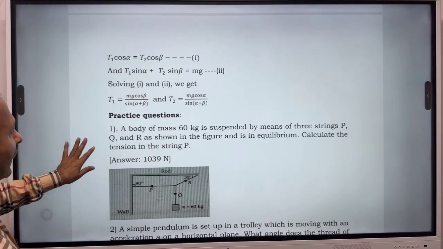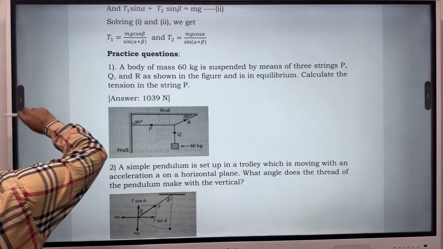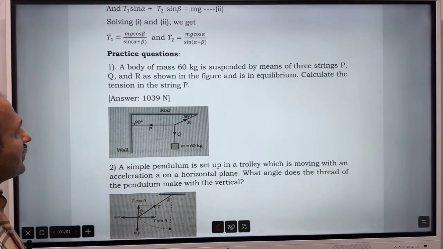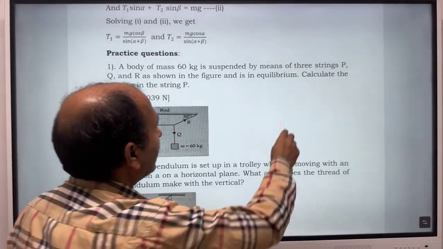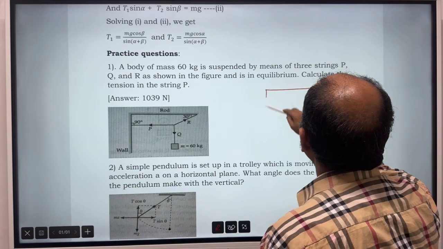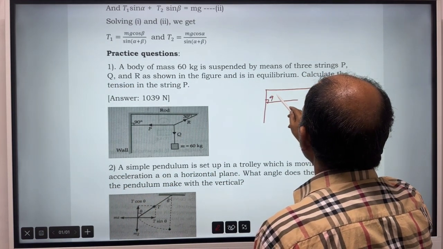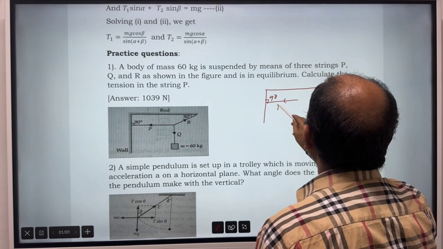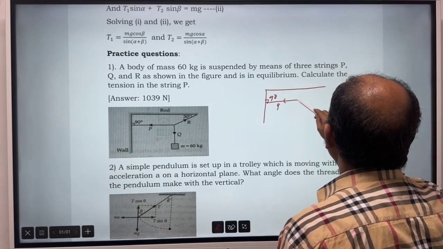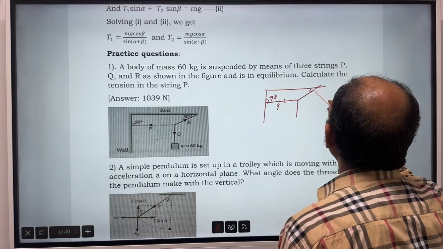Now let's take another question. Here again the same situation is shown. Here this is rod, and this angle is 90 degree, and this is P, this is Q, and this angle is 30 degree.